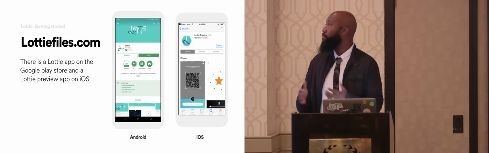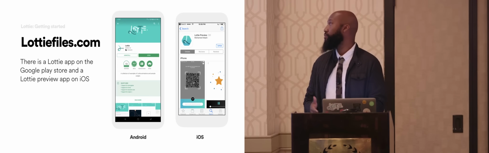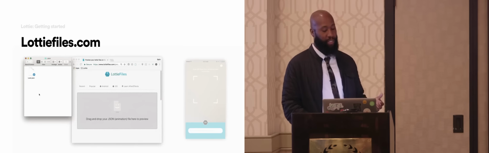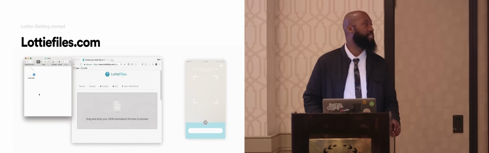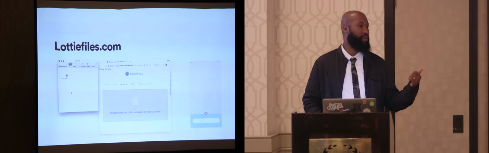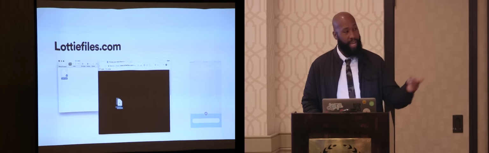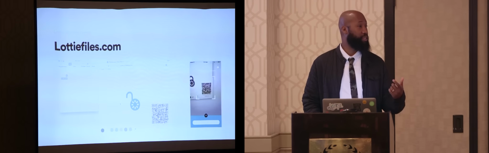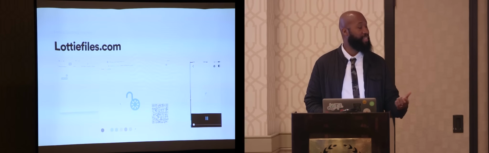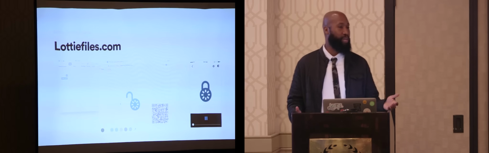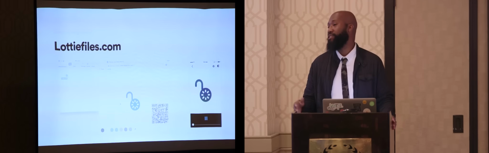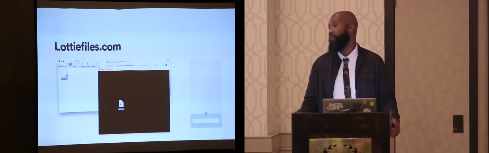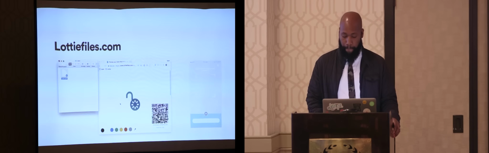So we have a Lottie app in the Google Play Store and a Lottie Preview app in the App Store. And what LottieFiles allows you to do is you can take any JSON file that you've exported from After Effects, you can drag it onto their website. It'll use the web render to play it so you can see if it's getting rendered correctly. And then you can use either the Lottie app on Android or the Preview app on iOS to test your animation to see if it's actually going to work on the platform that you're working in.